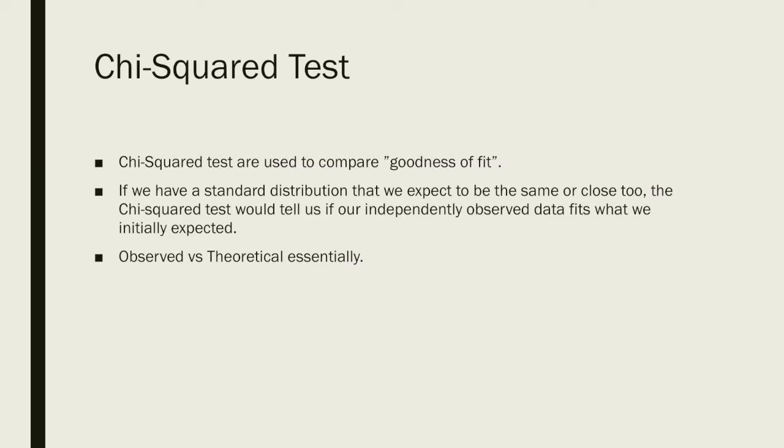Okay, next we're going to do the chi-squared test. So this is known as pretty much the goodness of fit test. If we've come to expect a certain process or a certain event happens a certain amount of times, and we want to test whether or not our observed data actually matches what we've come to expect, the chi-squared test is what we'd want to use for that. So basically it's observed, which is the data we take in, versus theoretical, what we think it should be.